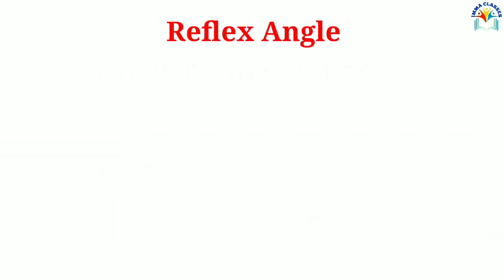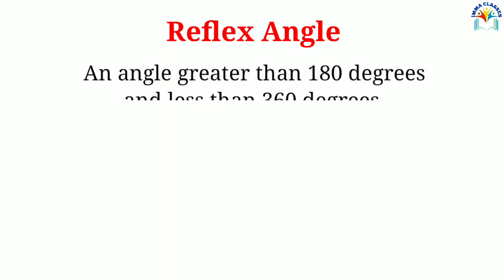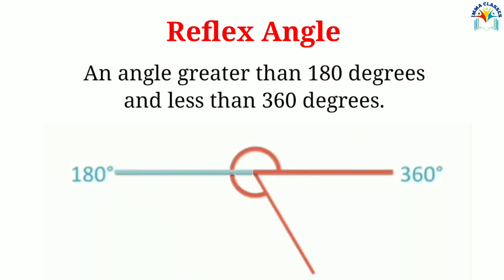Number 5. Reflex angle. An angle whose measure is greater than 180 degrees and less than 360 degrees is a reflex angle. The angle of 185 degrees is a reflex angle. The angle of 200 degrees is a reflex angle. The angle of 300 degrees is a reflex angle. The angle of 358 degrees is a reflex angle.